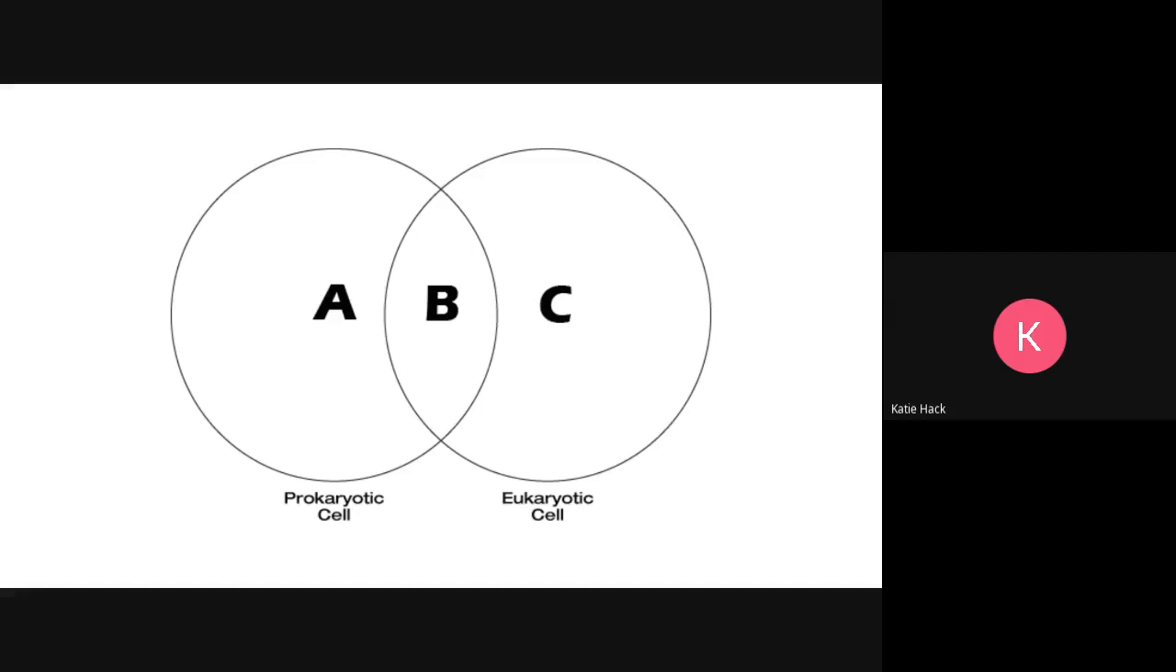Okay, so we're going to use a Venn diagram to compare. So we can say that prokaryotic cells, all of them have a cell wall. So that is unique to the prokaryotic cell. They are going to contain the flagella. A eukaryotic cell will not have any flagella. The prokaryotic cell has a capsule.